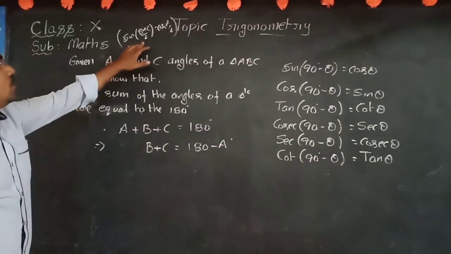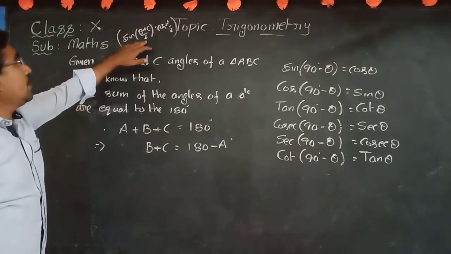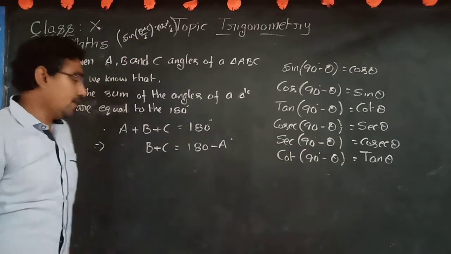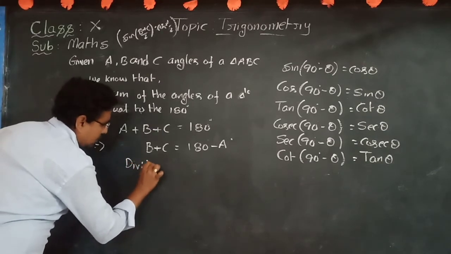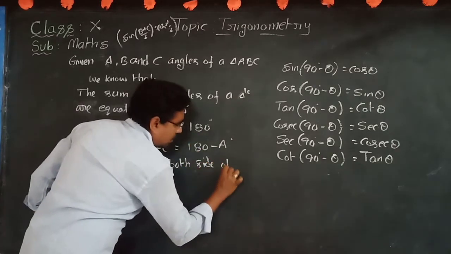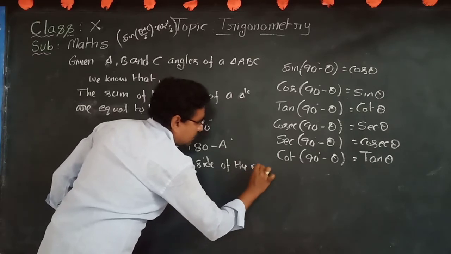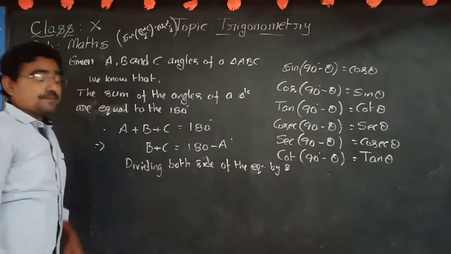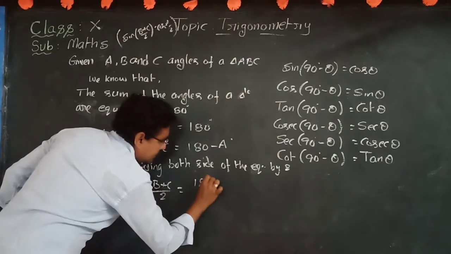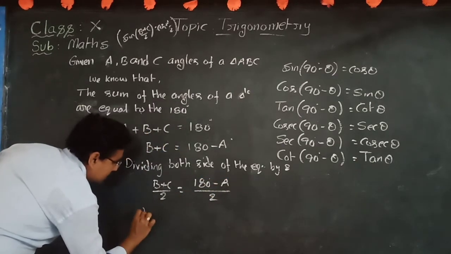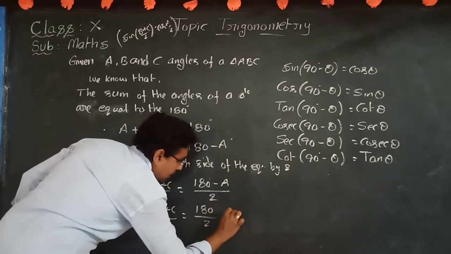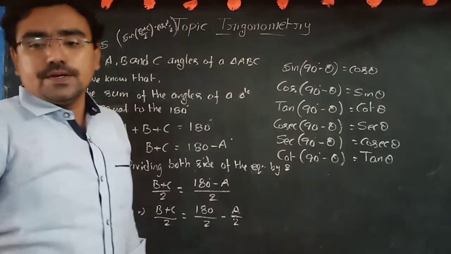Now, what is on the left side? Don't consider the ratio yet, you can get the ratio later. What is on the left side here? B plus C. To get the by 2, dividing both sides of the equation by 2, we obtain (B plus C) by 2 equals (180 degrees minus A) by 2. This implies, simplifying, there is no simplification on the left side. 180 by 2 minus A by 2.